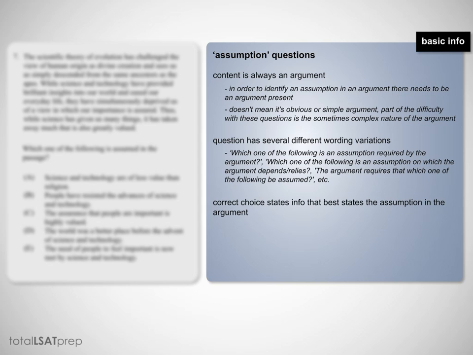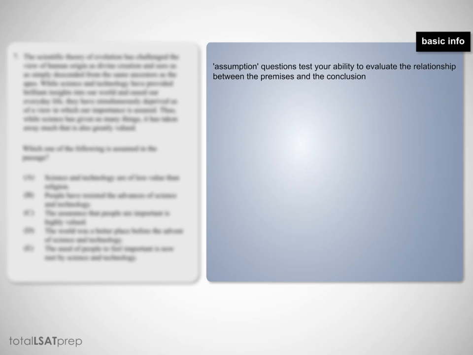Okay, the correct choices in these questions state the information that best states the assumption in the argument. And these questions appear regularly in every test, often several times per section. So this is one of the more common question types, like weaken and strengthen. Essentially, assumption questions test your ability to evaluate the relationship between the premises and the conclusion. An assumption on the LSAT is an unstated premise that is sufficient or necessary for the conclusion to be true.